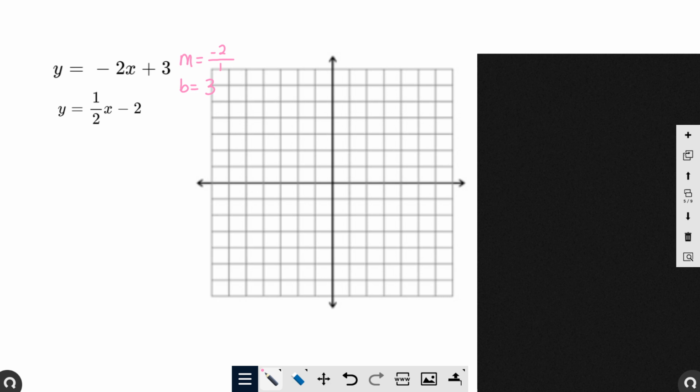So if you want to go ahead and plot some points there for that one and make a line, that's no problem. So y-intercept is 3. 1, 2, 3. So start at y equals 3, and then we go negative 2 over 1. So that means we go down 2, right 1, down 2, right 1. If you wanted to go backwards, you can, up 2, left 1.